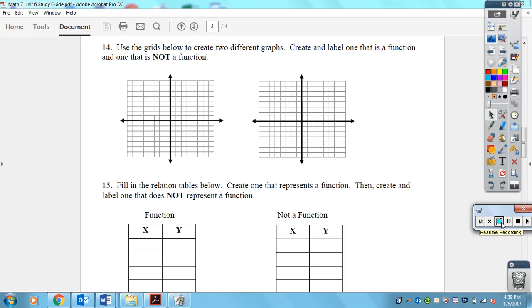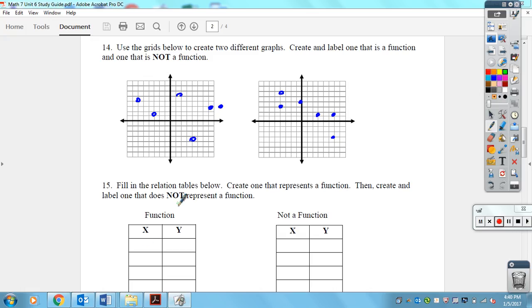14 is asking us to make a function and not a function. Well, if it is a function, that simply means that there are no x's above each other, the graph does not cross above itself. So I could do it like that, or I could just make a whole bunch of points as long as none of them are directly above each other. If it's not a function, that means somehow points are above each other and fail the vertical line test. I could also do it like this. There are 2 points that are above each other. Again, 2 points that are above each other. It means it failed the vertical line test. 15 is similar, asking us to fill in what is a function.